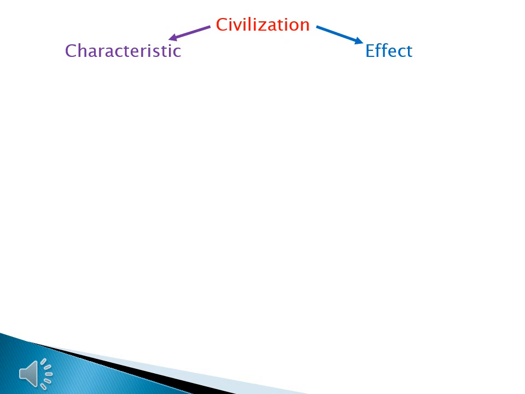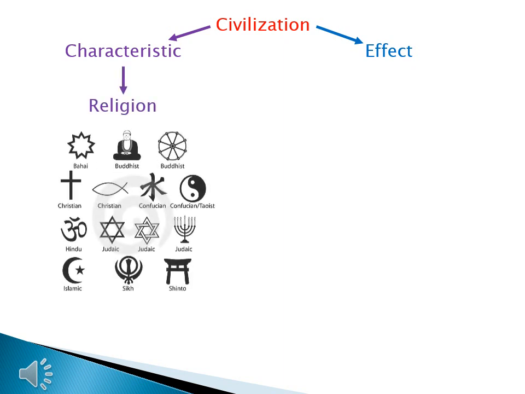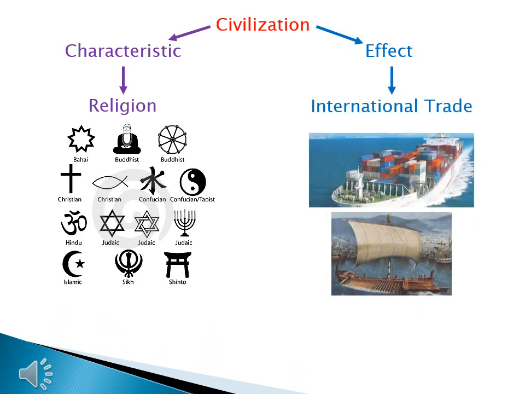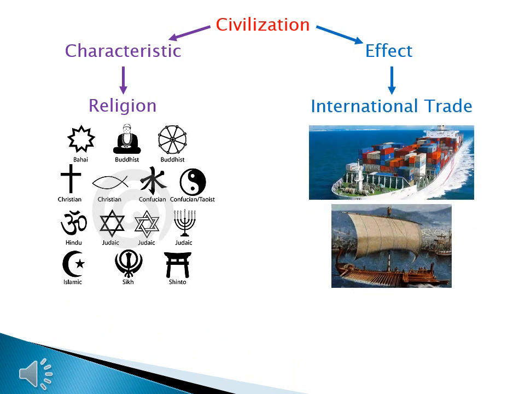Welcome to World History Lecture 2.6 on the effects of Hebrew and Phoenician civilization. Throughout this unit, we have learned about the concept of civilization, and we know that civilizations have characteristics and effects. We explored this concept by getting a broad overview of two large ancient era civilizations, Mesopotamia and Egypt. In doing so, we looked at the characteristic of religion and the effect of international trade, but we really didn't look at these ideas in detail.